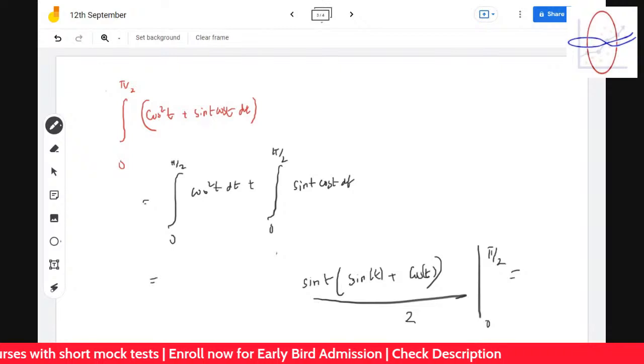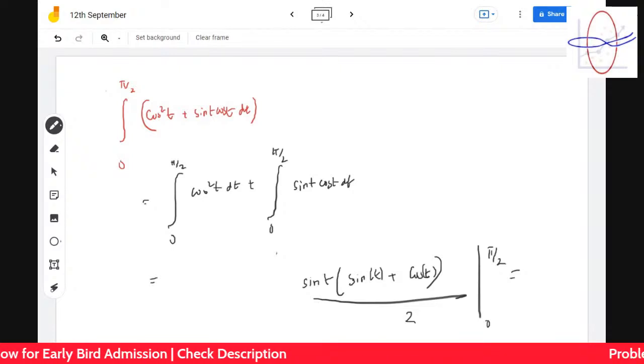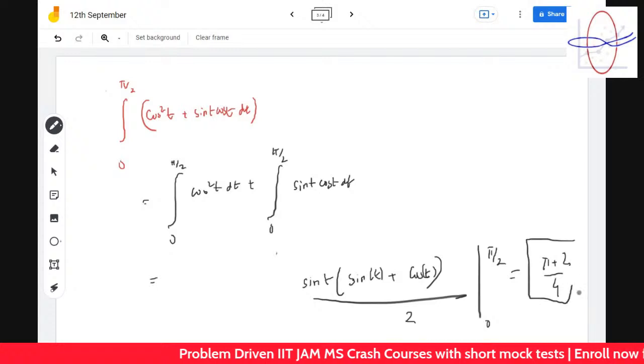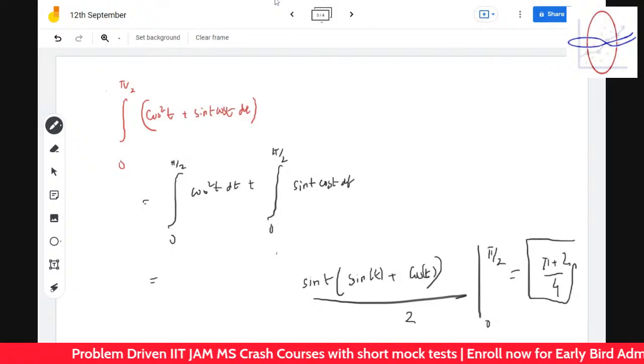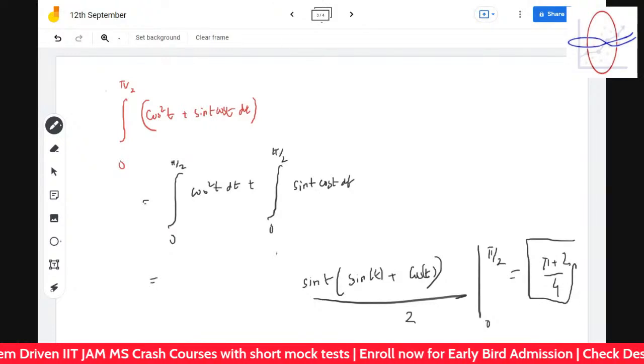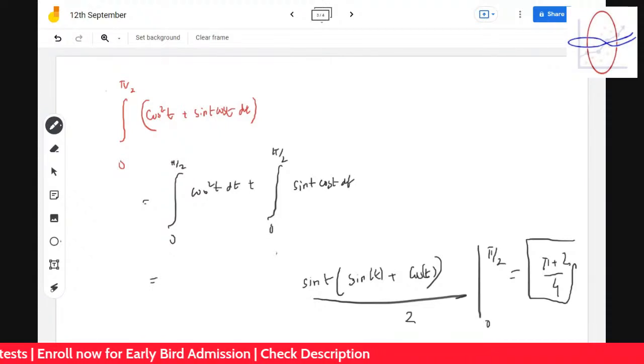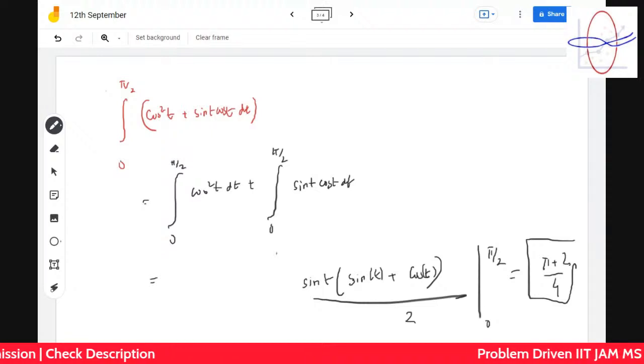I think it will turn out to be (pi plus 2) by 4. I think that's what it turned out to be, (pi plus 2) by 4. And it's a very important idea of how to find an integration over a line, and that's super important. How do you replace that ds by the corresponding length of the curve into dt? That is super important, and that's super beautiful actually. It gives the geometry of the behavior of a curve.